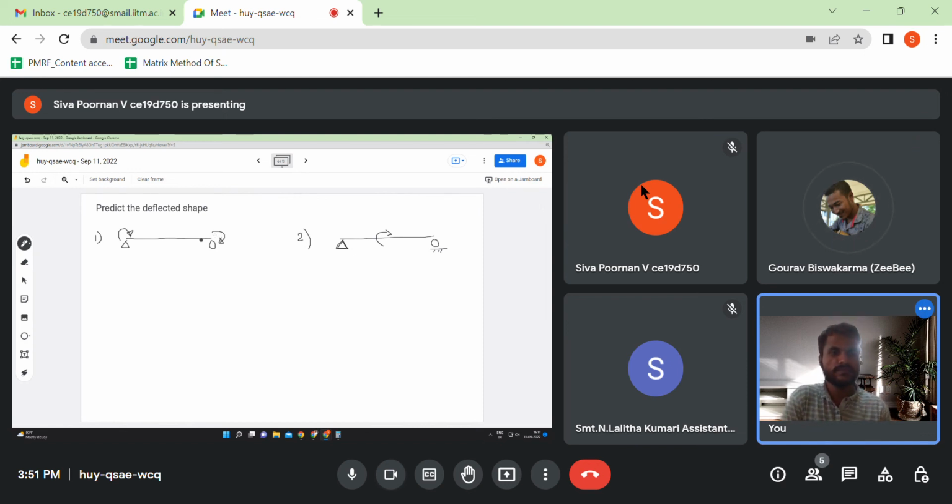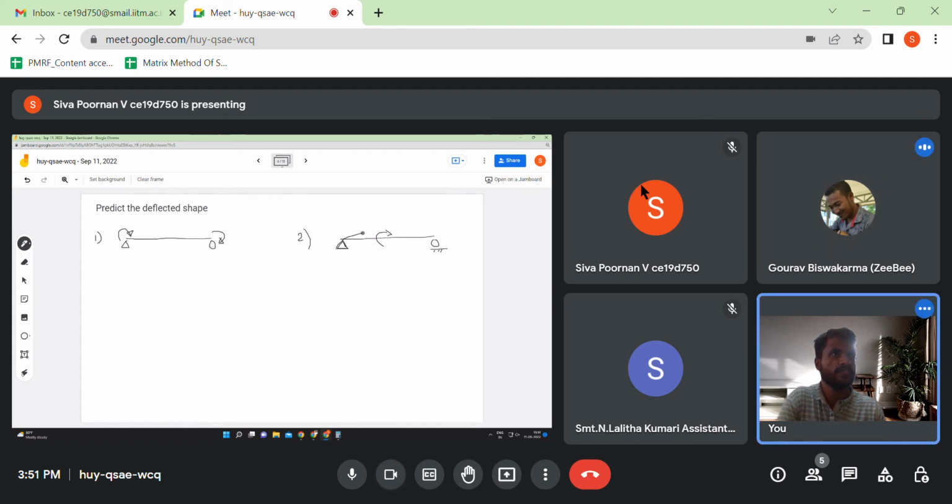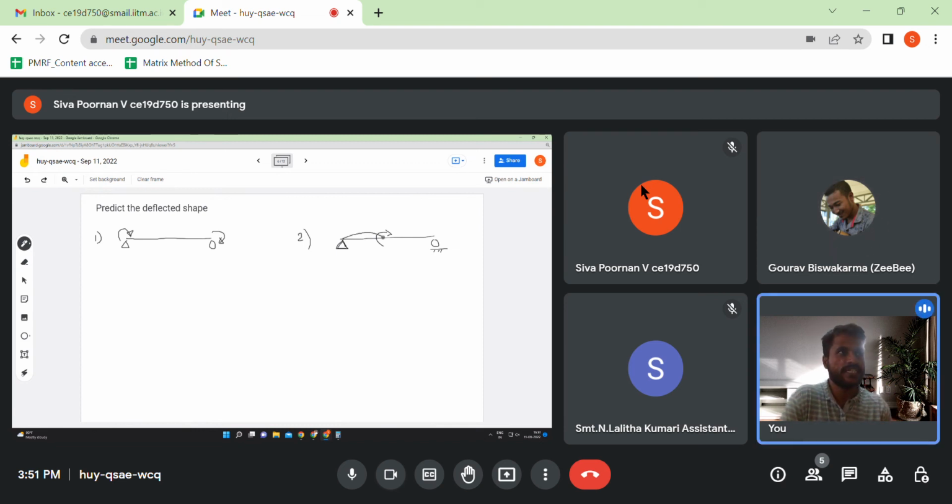For the second structure, what is it? First it will be hogging on the left, and then it will be sagging. At midpoint, it will just pass with some slope because there is a moment applied. So I think you're indicating something like this, right? But the question is, will the slope here be higher or will the slope here be higher?